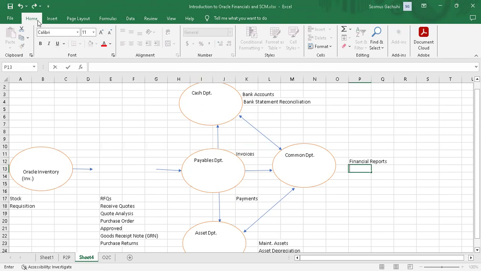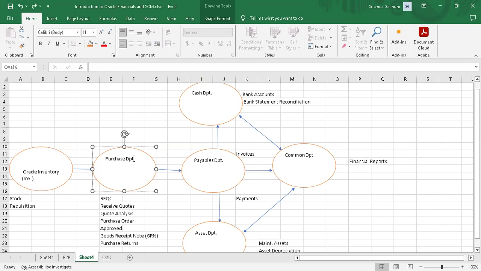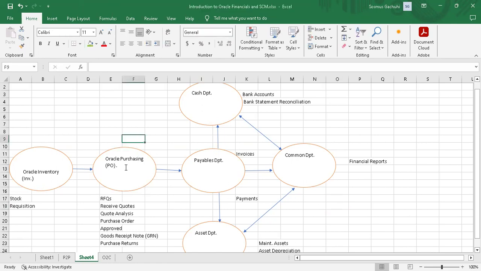Under the purchasing department, we have an application called Oracle Purchasing, and it's abbreviated as PO. So PO, you get this clear, can be referring to the purchasing application, and also PO can be referring to purchase order. So it's good to know where you'll be using it. Okay.